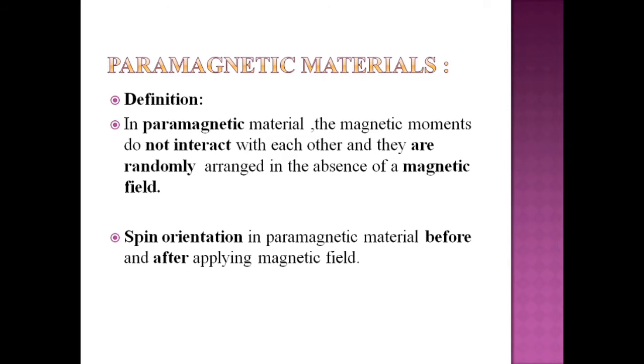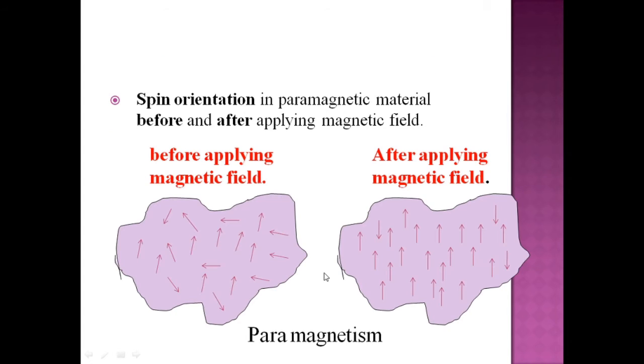In paramagnetic materials, the magnetic moments do not interact with each other and they are randomly arranged in absence of magnetic field. Here we are going to see the spin orientation in paramagnetic materials before and after applying the magnetic field. Before applying the magnetic field, the orientation is like this, and when we apply the magnetic field, the orientation is like this.